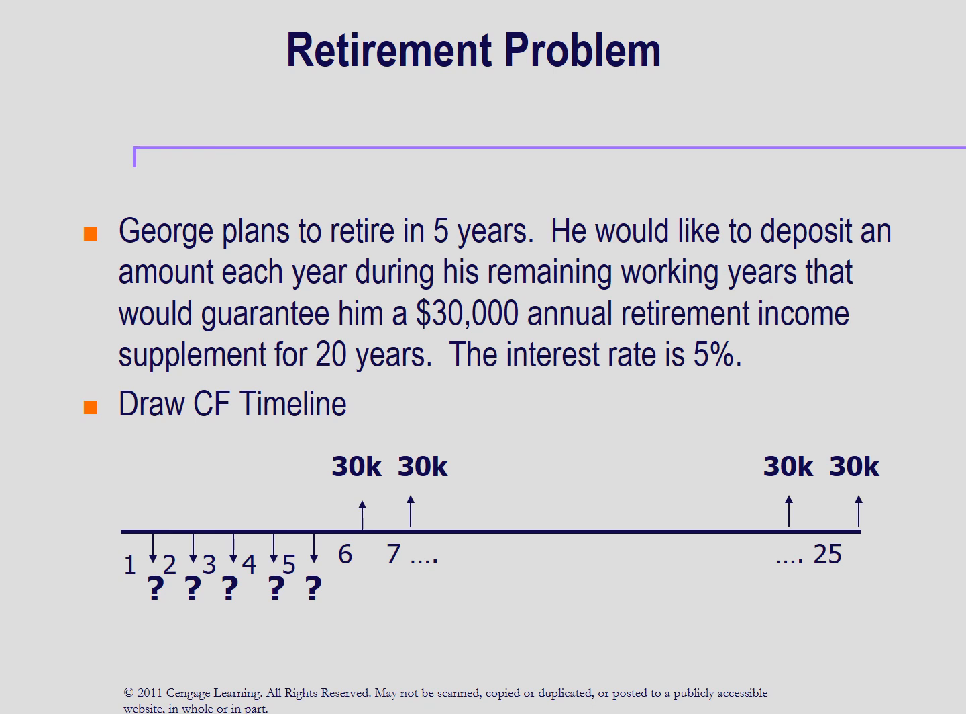By looking at the cash flow timeline, we have the question mark located at the end of every year for the first 5 years. We have $30K at the end of every year for 20 years, starting from the end of year 6. We want to solve the payment.